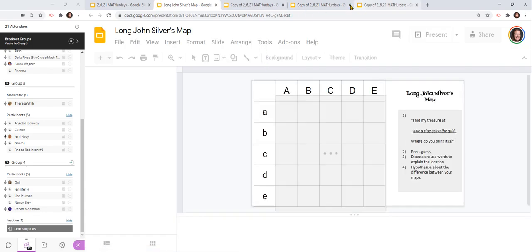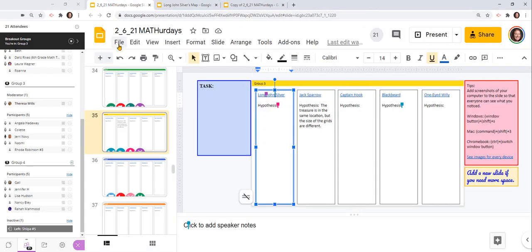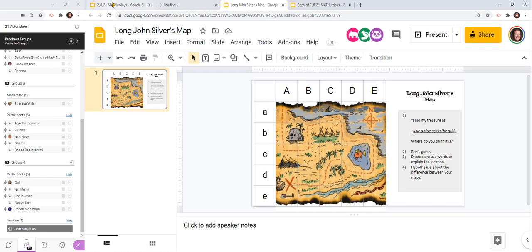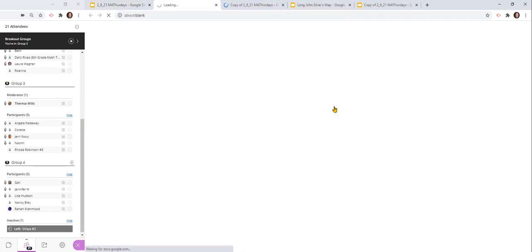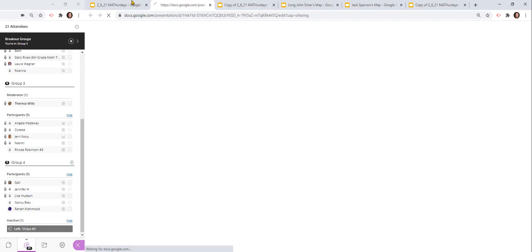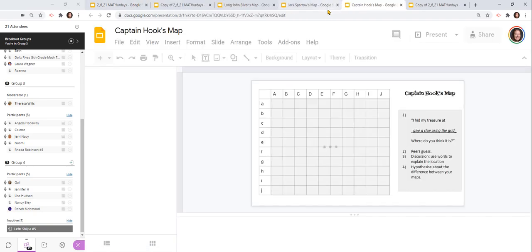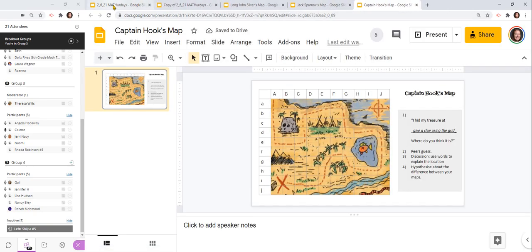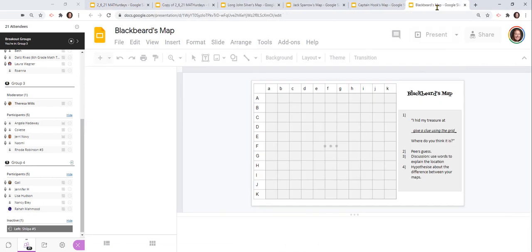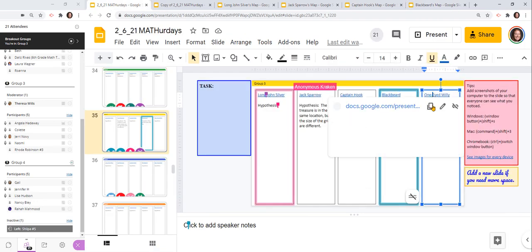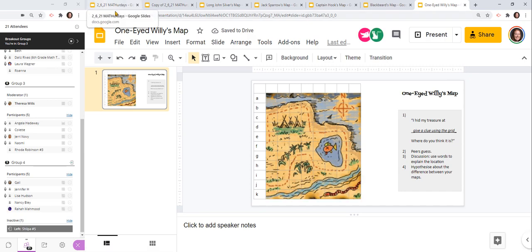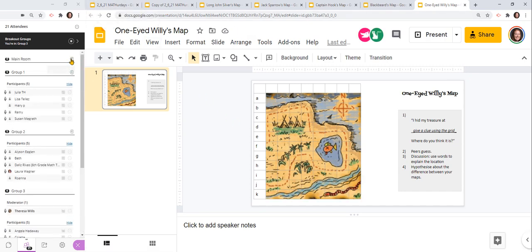Yeah, that's interesting. Let's see. Did anybody say that their X fit exactly into the square? Not for Blackbeard. Not for Long John Silver. Okay. So, treasure.